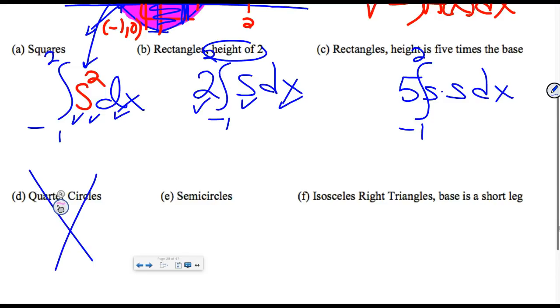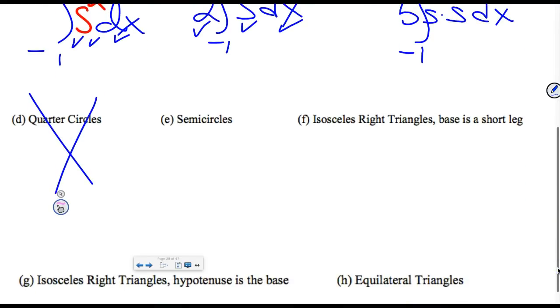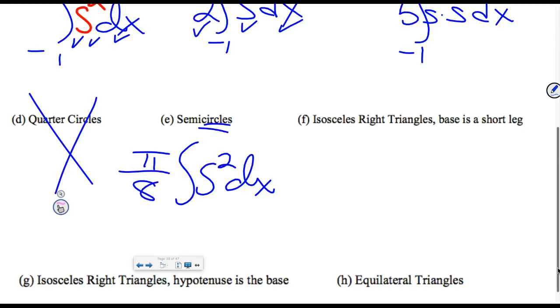Semicircles, though, that one I did say to memorize. It had the s squared in it. It had the dx. What was its multiplier? Circle pi, and then you just need to remember that it was pi eighths. You need, or for the group test, you better hope somebody remembers that it's pi eighths, but it's pi eighths, right? Let's do the next one.